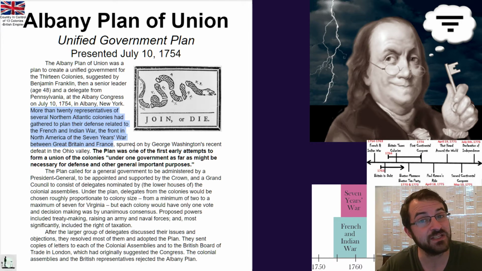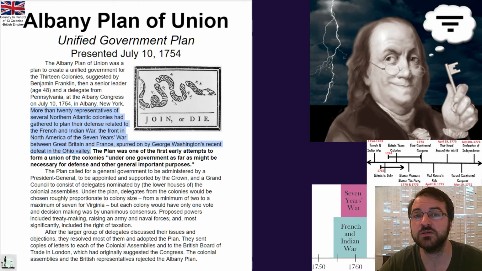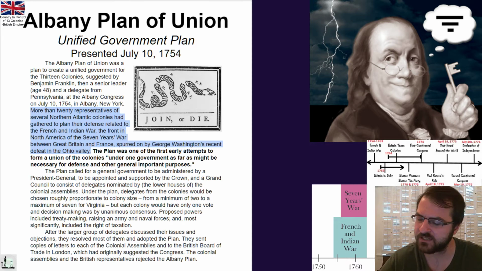And it had been spurred on by George Washington's recent defeat in the Ohio Valley. George Washington went to Fort Duquesne and set up his own fort, and he was defeated, but he was so highly respected for having dared to go out there and try. So he became very famous, very popular.